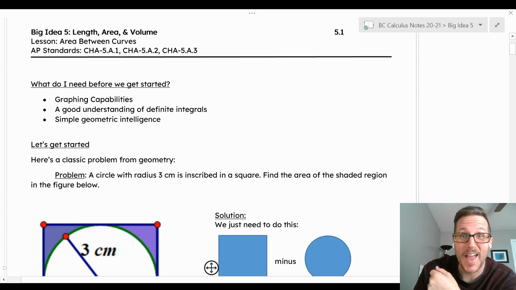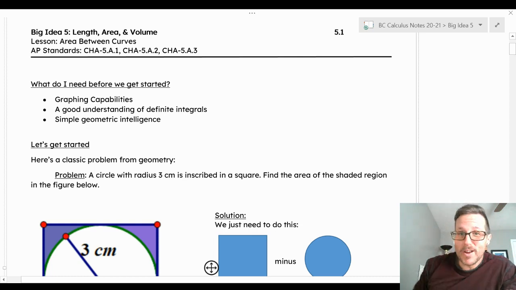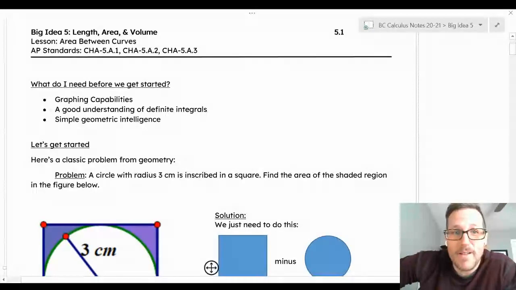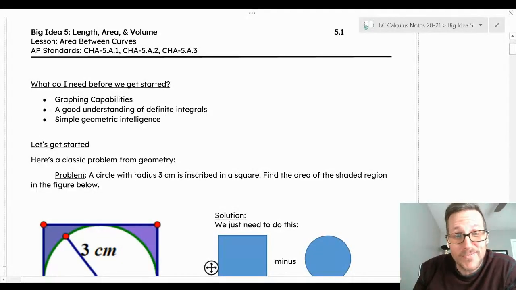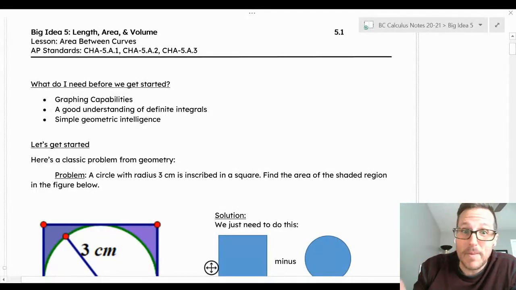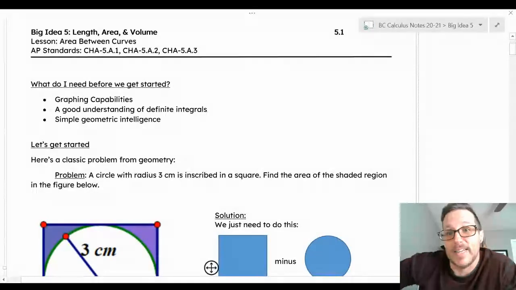Oh man, yeah, big idea five, folks. We're getting there. We're working on the downward half here. We're going to talk about applications of definite integrals. Oh yeah, they're back. Remember those? I got some videos. If you don't remember what a definite integral is, go take a look. They're there because you're going to need to know about definite integrals. Going to need to know how to graph, and you're going to need to remember some of the geometry ideas that you learned eons ago.